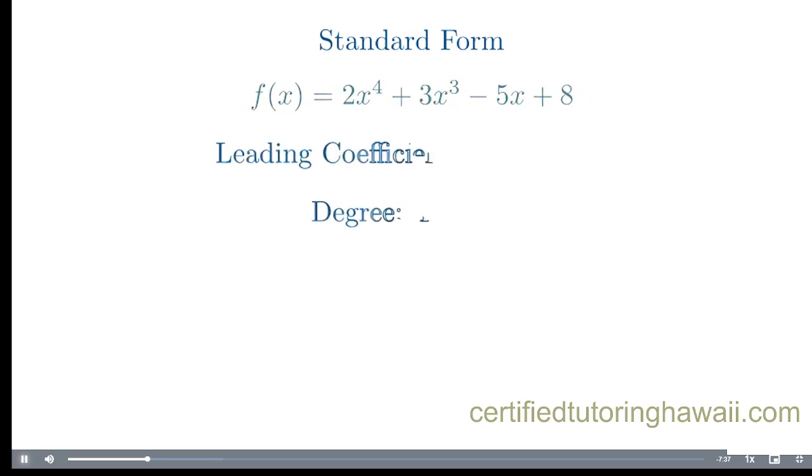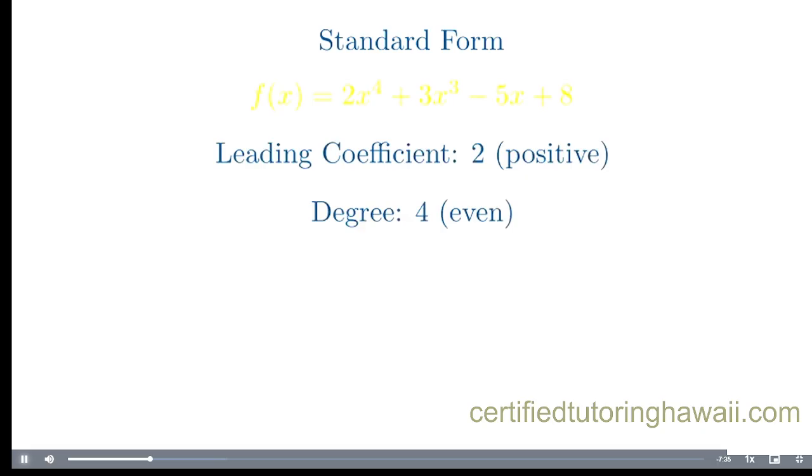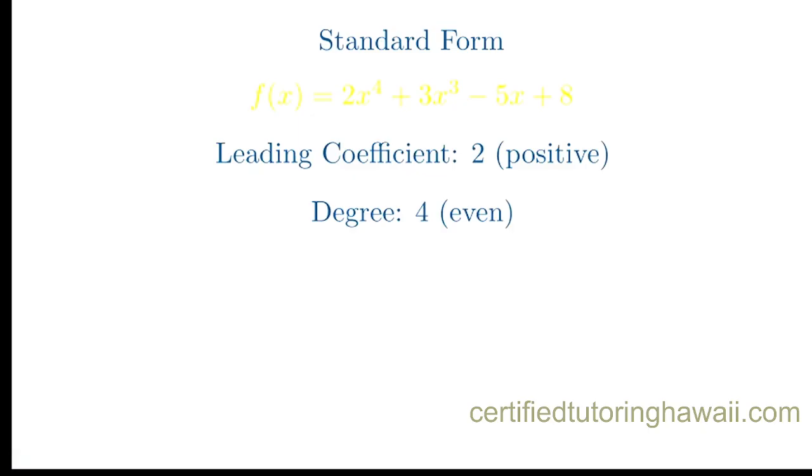The coefficient, which is 2, tells us if the function opens up or down. Since it's positive, the graph will rise to the right. The degree, 4, tells us the number of turns the graph can have, but more importantly, an even degree means the ends of the graph behave the same way. So, since it rises to the right, it must also rise to the left. The standard form quickly gives us this crucial information.